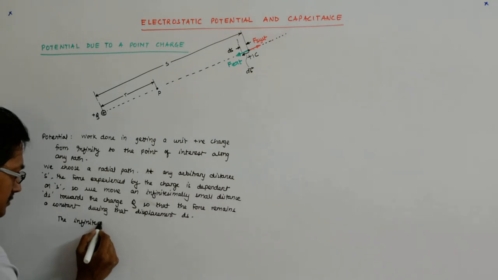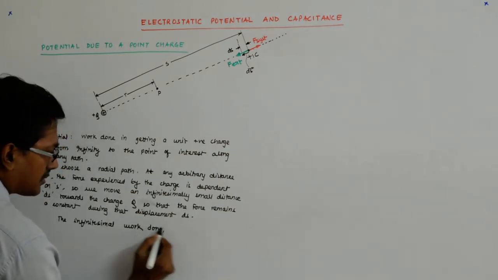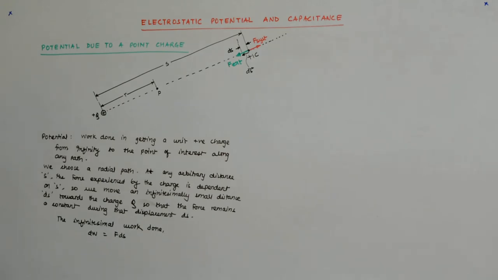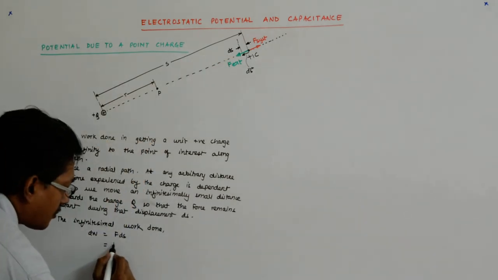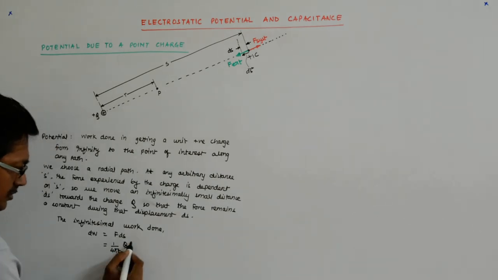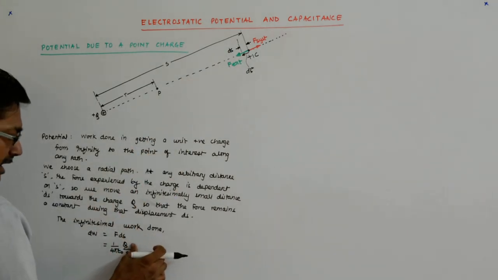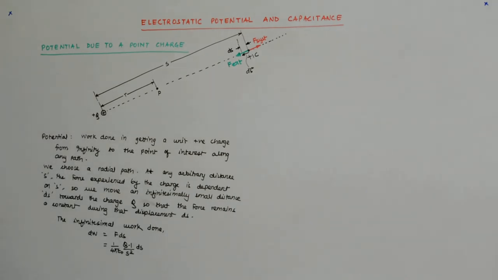The infinitesimal work done, dw, is equal to F into ds? No. What is your F? F at this point is what? It is 1 upon 4 pi epsilon naught into q, into small q, upon s square. What is your small q? Small q is 1 coulomb, right? So I write it as 1. Okay? Into ds. Understand?